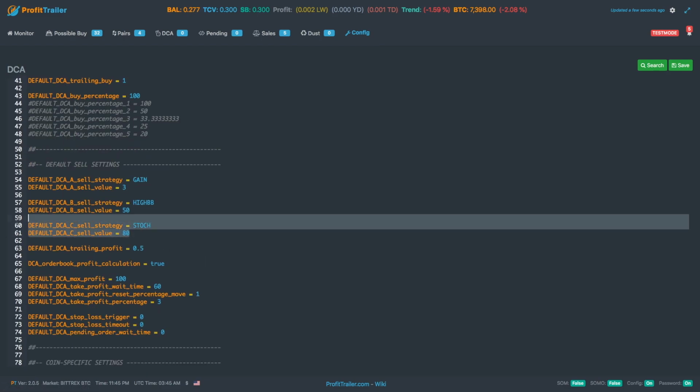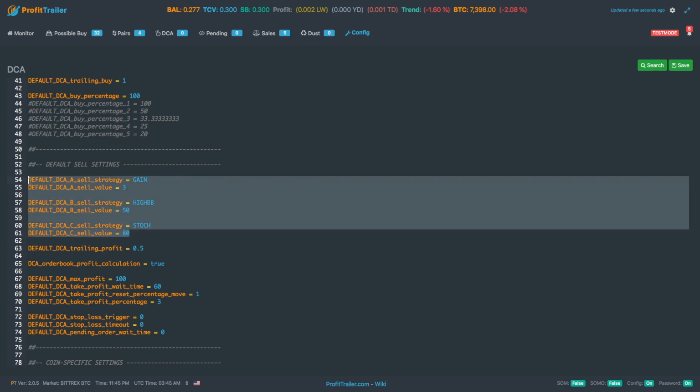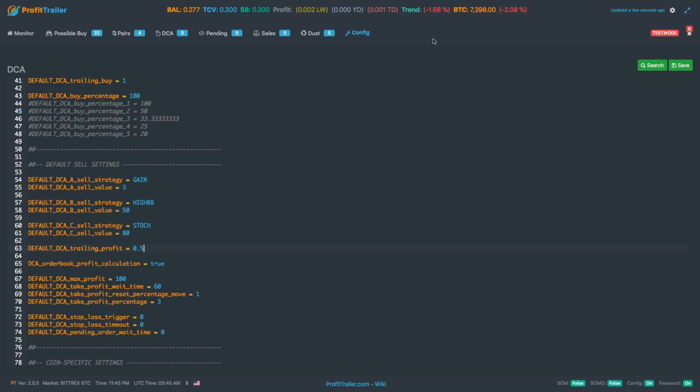You can use a different sell value for DCA if you wish, but the way it functions is going to be exactly the same. And in the case of multiple buy strategies, remember it's going to satisfy them all, and then your trailing profit begins.